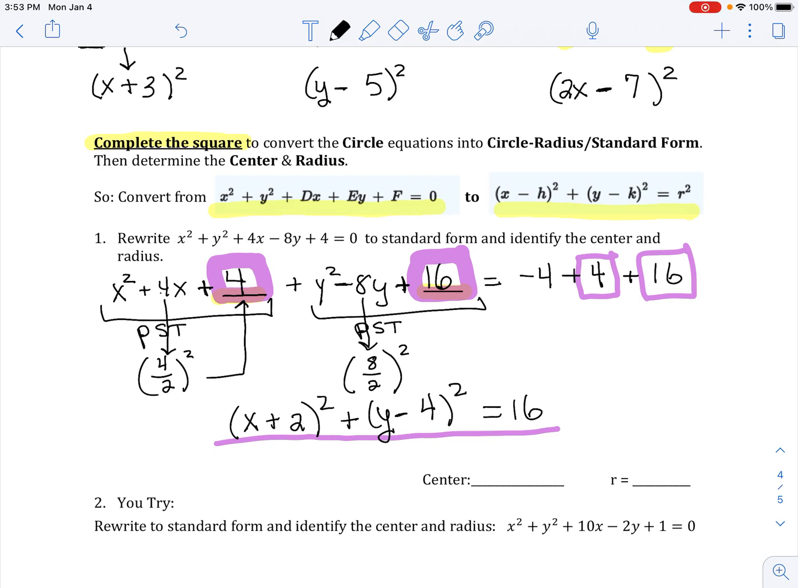So my center: look at x plus 2 squared. That's a shift to the left 2, so that's negative 2, comma, positive 4 is my center. My radius is the square root of 16, or 4. So what we did for each piece of that circle equation is we completed the square. So x squared plus 4x plus 4, this 4, that's called completing the square. We completed it to turn it into a perfect square trinomial.